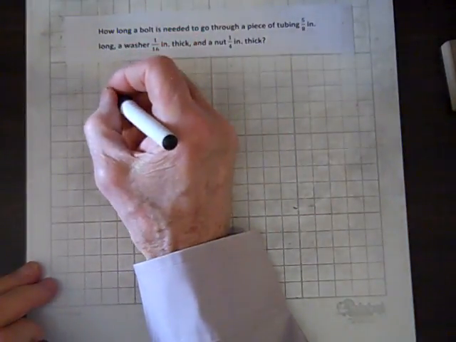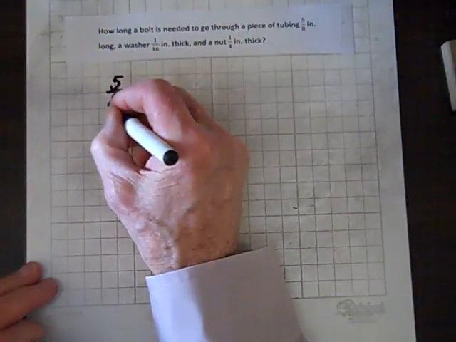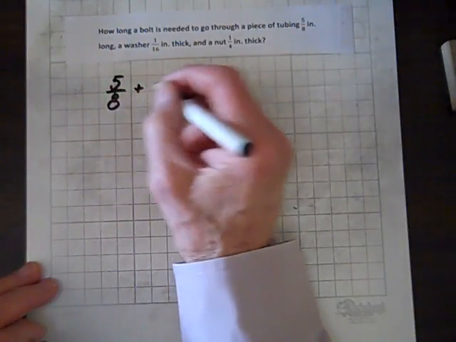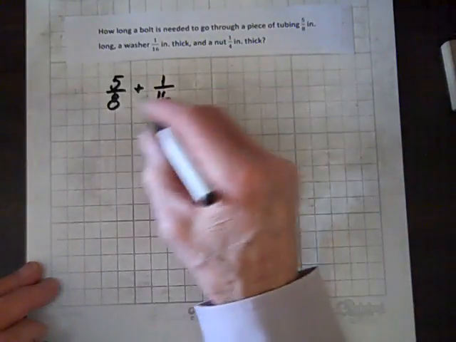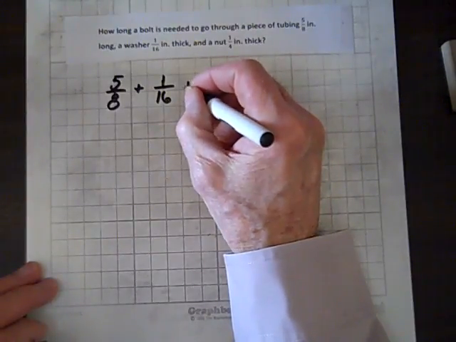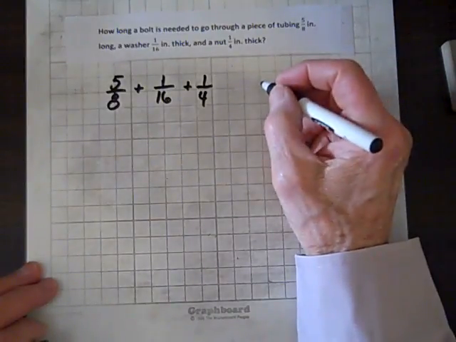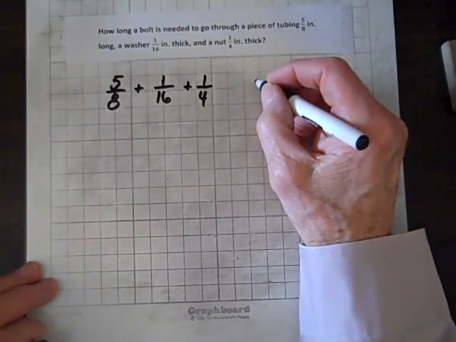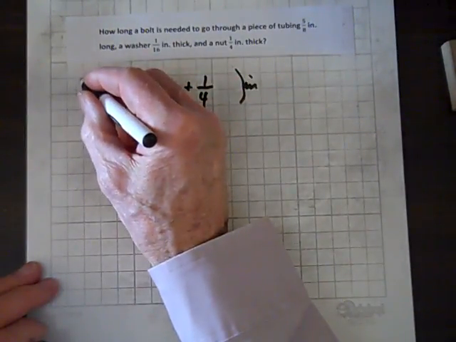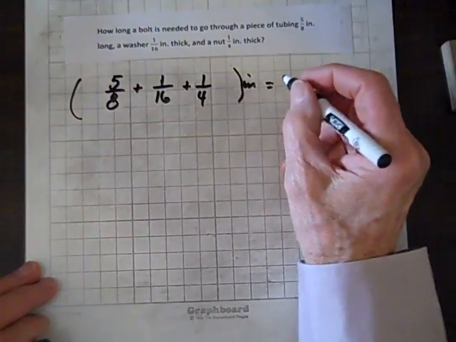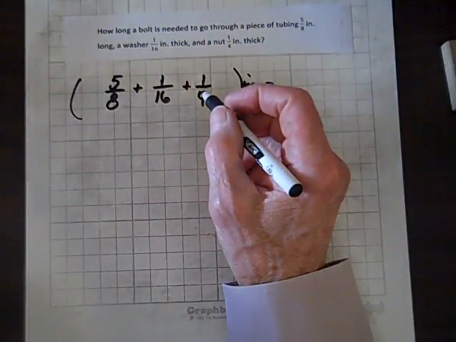So, let's do it. So we have 5/8, and I'm going to leave the units out, plus 1/16, and these are all in inches, plus 1/4, and those are in inches, and this equals. Now, when you add or subtract fractions, you need a common denominator.